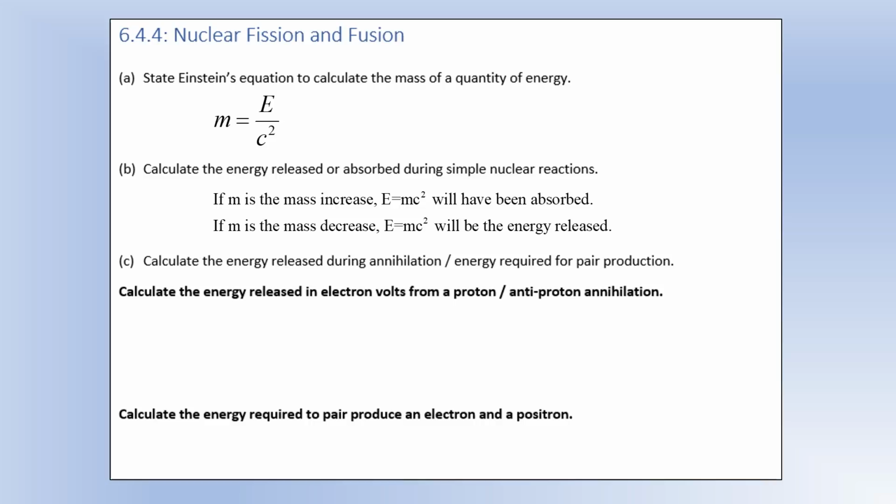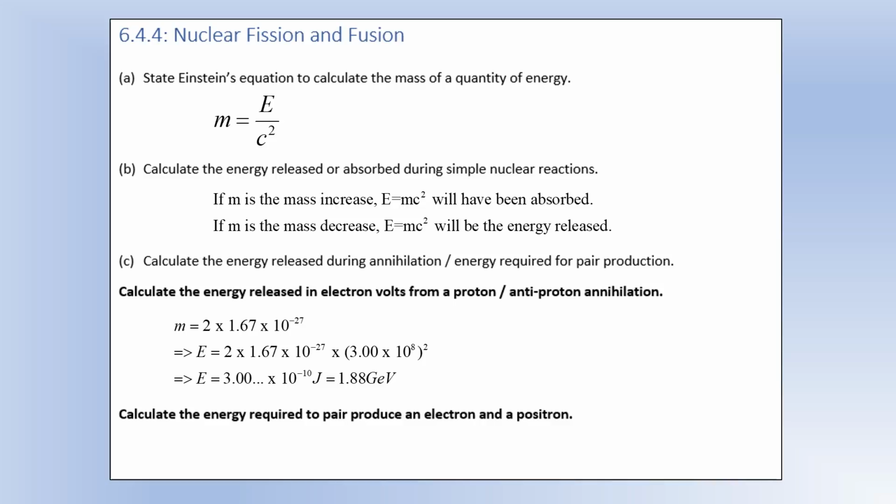So the first process would be annihilation, where we take a particle and its antiparticle, and they produce 2 photons. So we can do a calculation and go, well, okay, how much mass did we lose? Well, the mass of a proton and an antiproton. And we can plug that into the equation, and that would tell us the total amount of energy released. And that would be split in half, so each photon would get half of that energy.